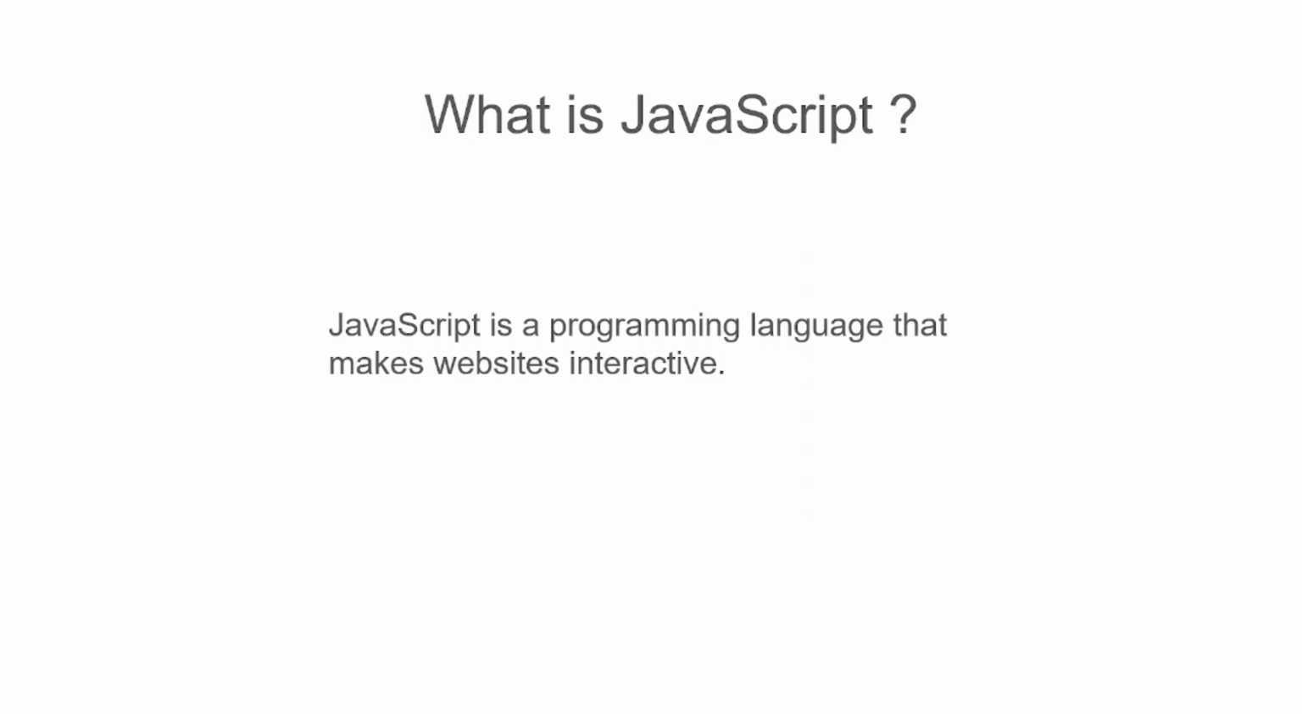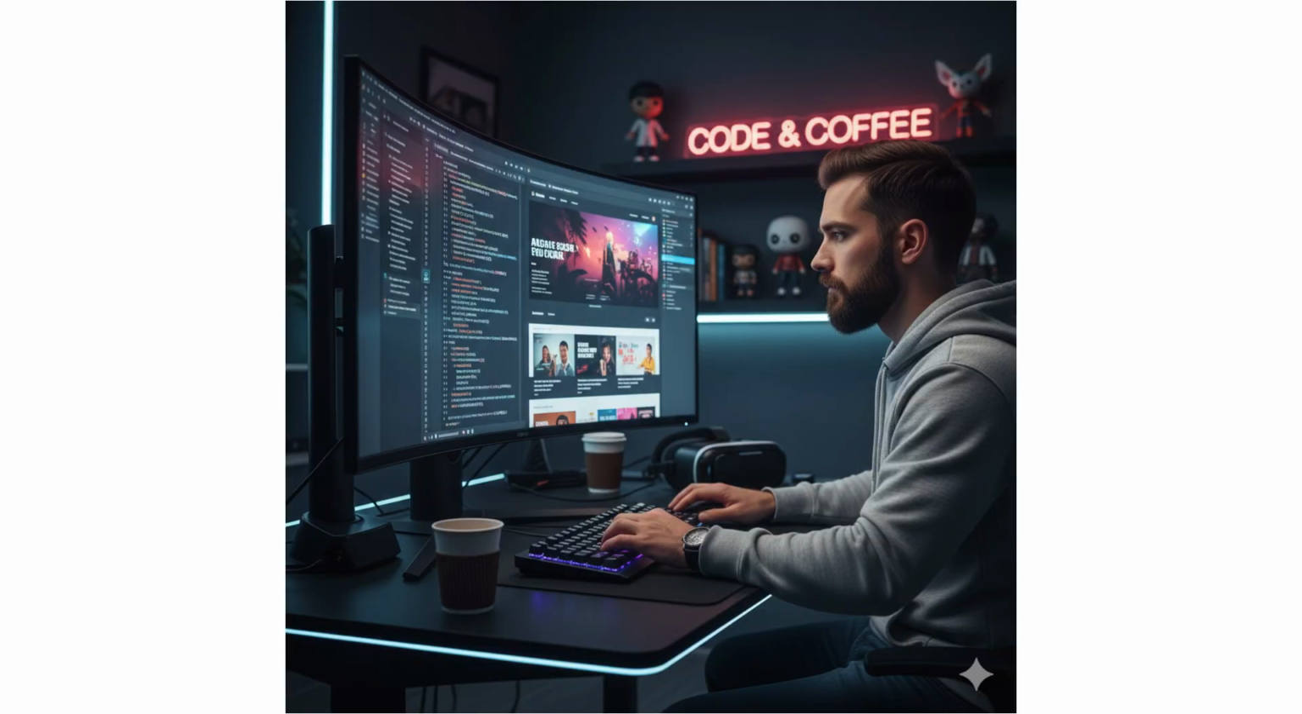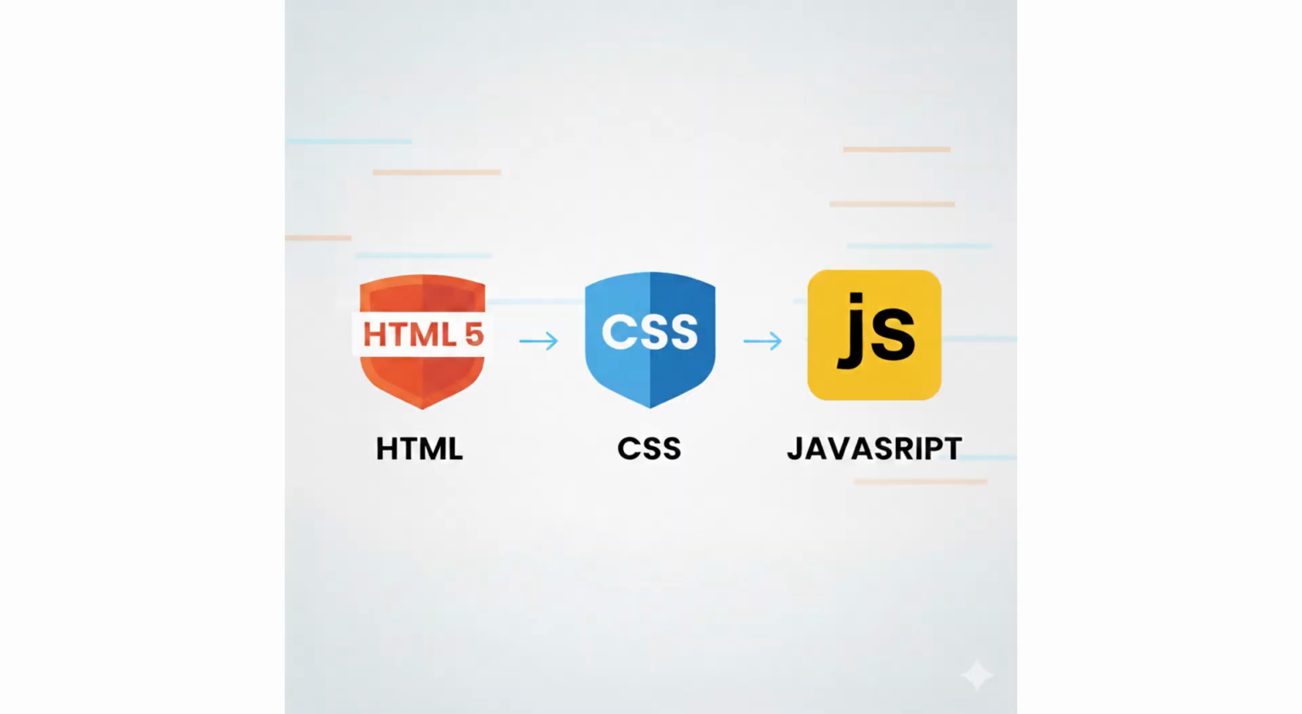JavaScript is a programming language that makes websites interactive. It is also known as the language of the web because logically it is the only language that directly runs in your browser. Now, to make you really understand, when you're trying to build a website, you usually have three main components which you see visually. You have HTML, CSS, and JavaScript.